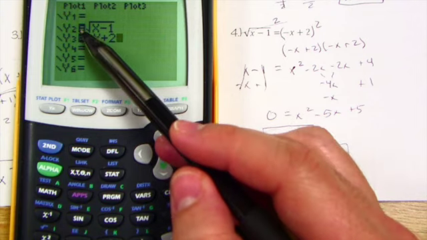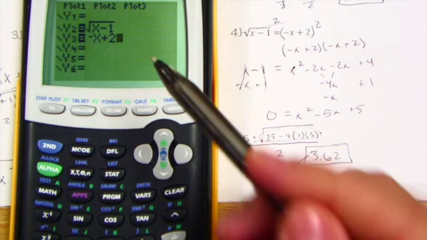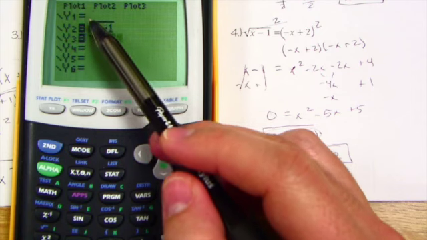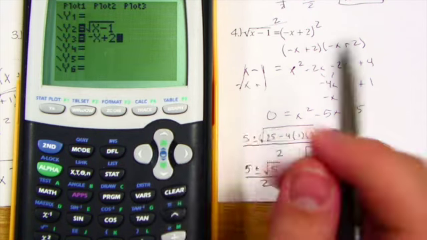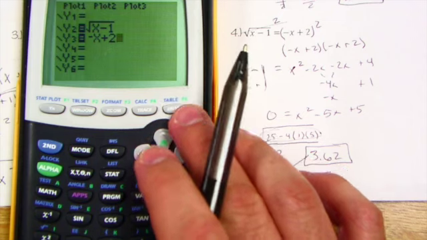Now, I don't know why I put it into y2 and 3. You don't need to put it into 2 or 3. You can use 1 and 2. It doesn't matter what two y's you use. So I just accidentally put it into 2 and 3.